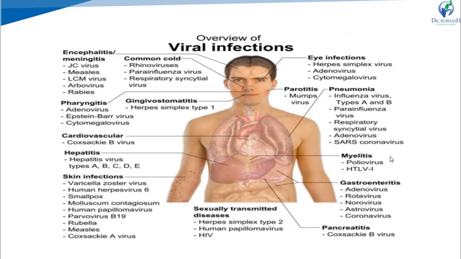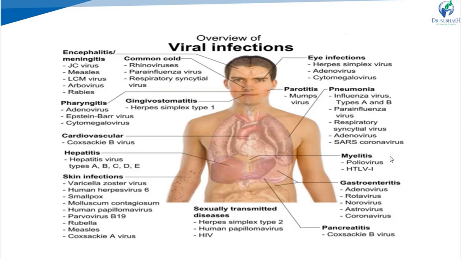measles virus, and the disease name is measles, right? LCM, that is caused by the LCM virus, that is lymphocytic choriomeningitis virus, and the disease is known as LCM, lymphocytic choriomeningitis. Then arbovirus and rabies, that is because of the rabies virus, right?